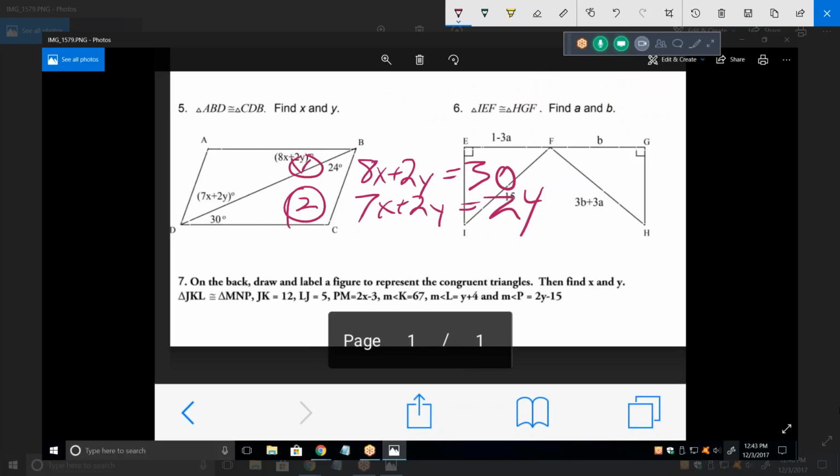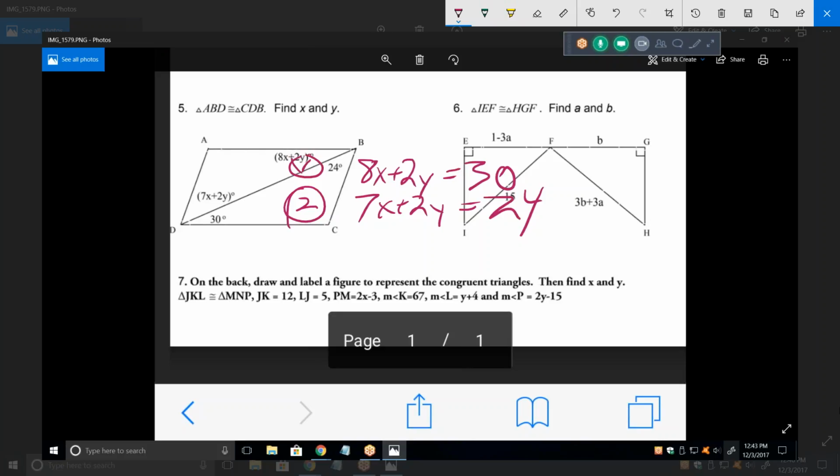So how do I eliminate a variable? Multiply the first equation by -2. Why -2? Because there's already a +2. So you have to do negative. Turn it into a -2. What do you have to multiply it by to turn it into a -2?